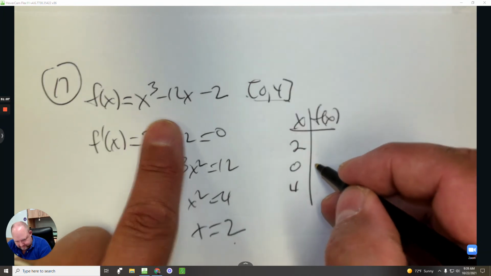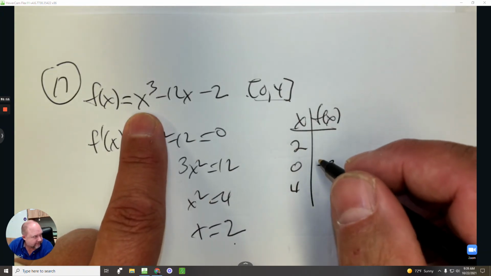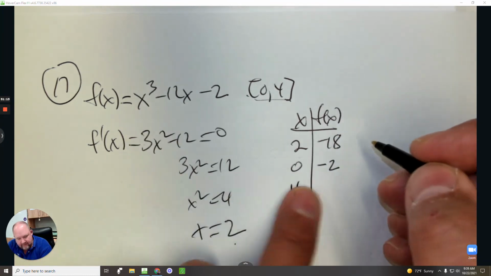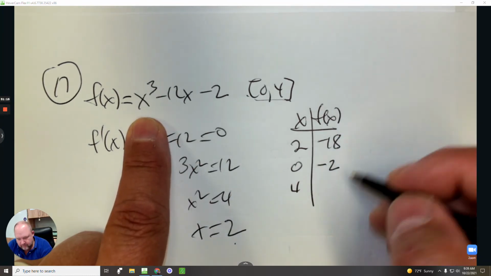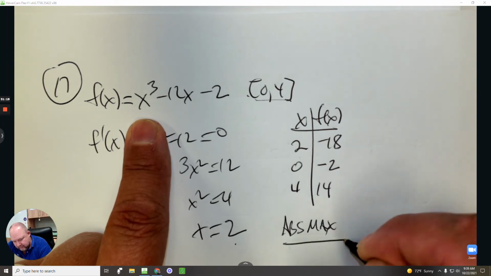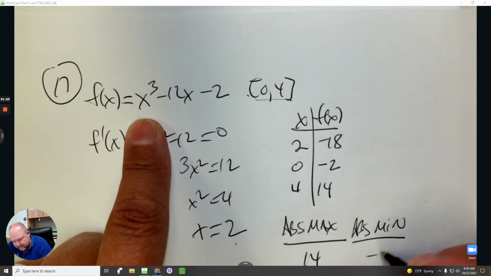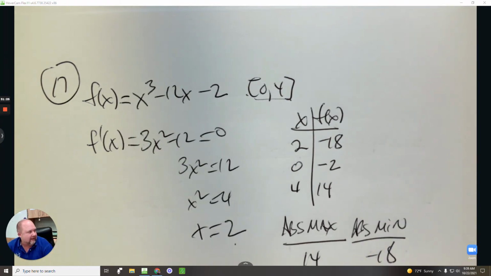0 gives me negative 2, positive 2 gives me negative 18, and 4 gives me 14. So the absolute maximum is the largest y value, and the absolute minimum is the smallest y value. So it's 14 and negative 18.